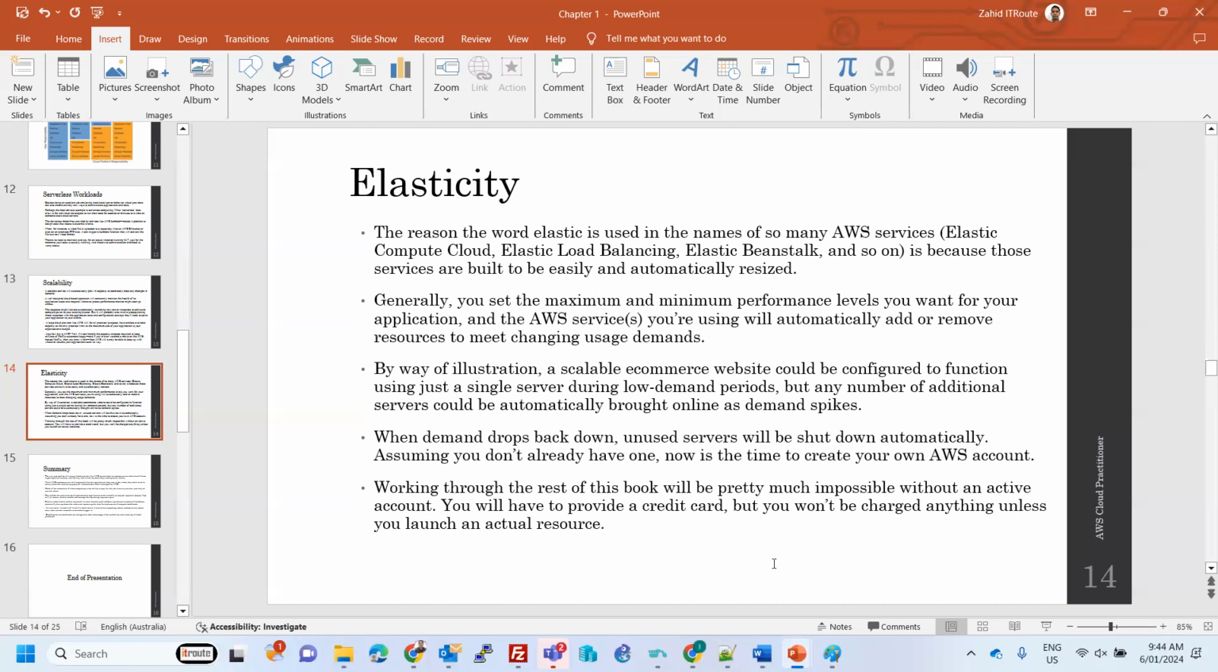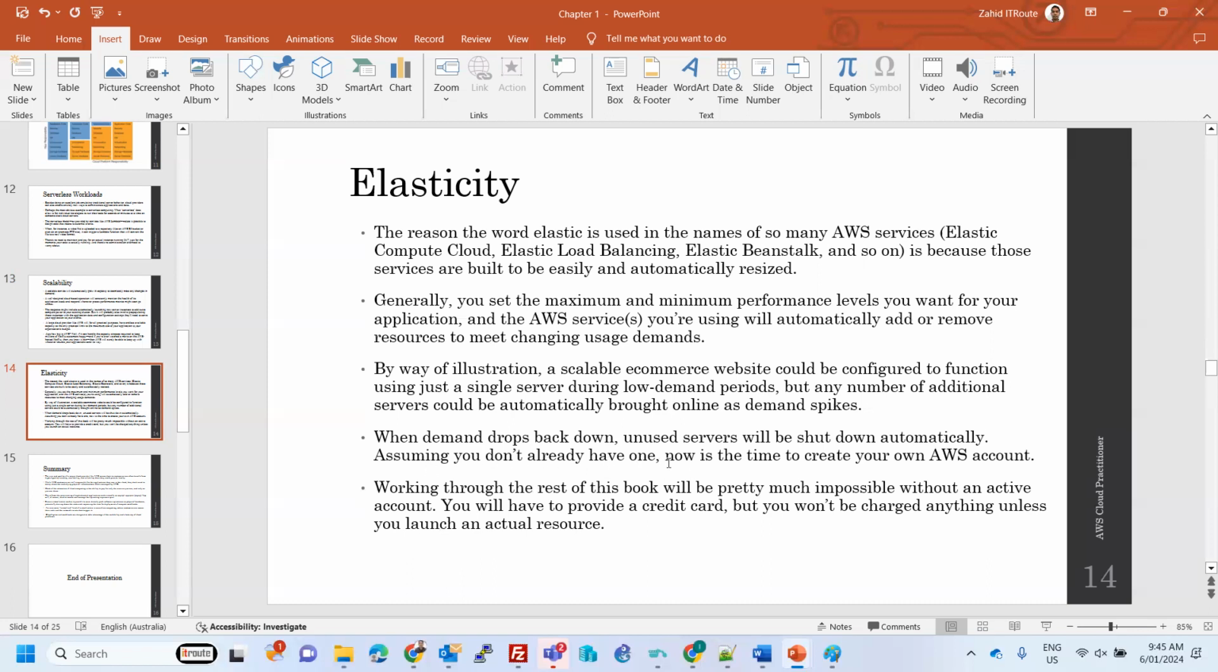By way of illustration, a scalable e-commerce website could be configured to function using just a single server during low demand periods, and any number of additional servers could be automatically brought online when demand spikes. Elasticity means that based on your requirements, it can expand, and it can shrink as well. So when demand drops back down, unused servers will be shut down automatically.